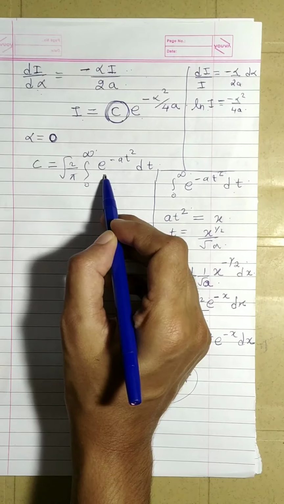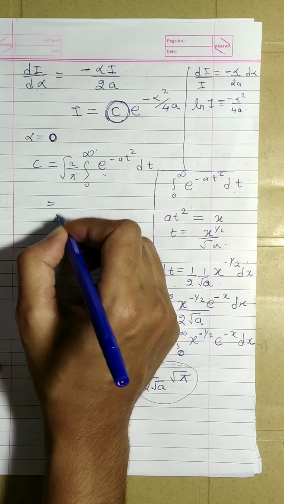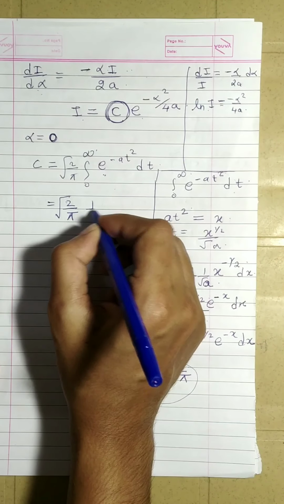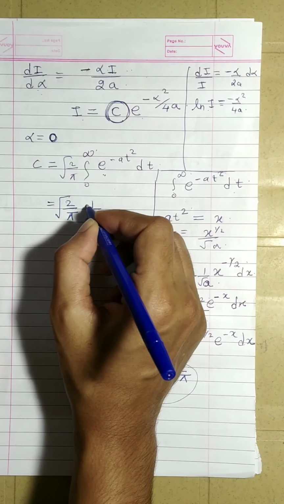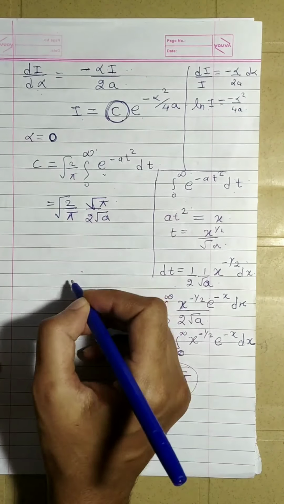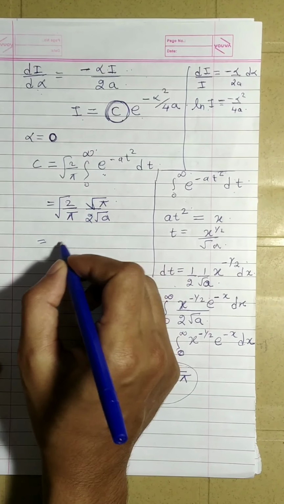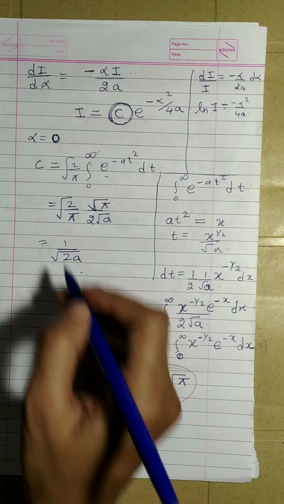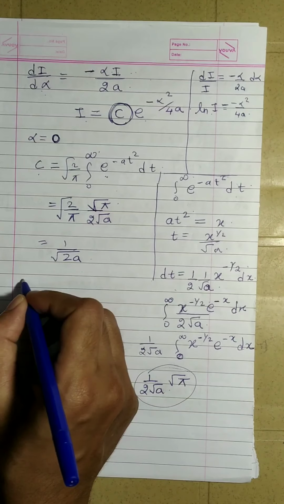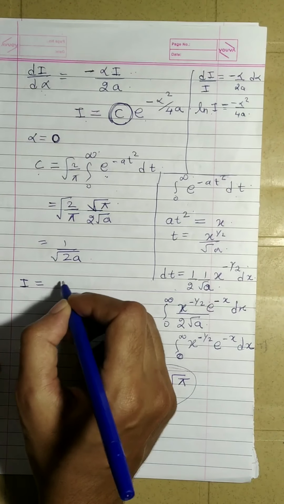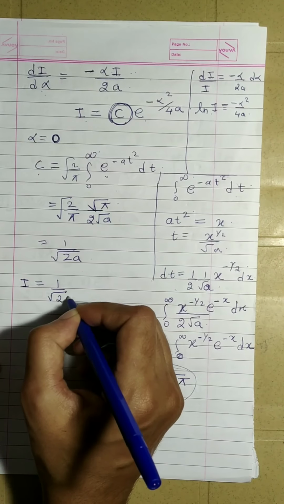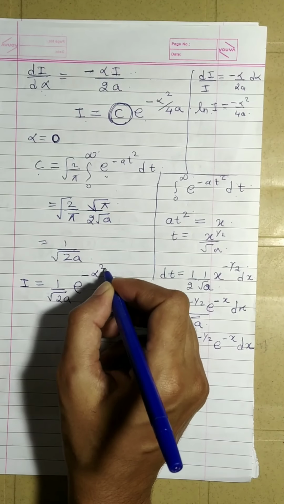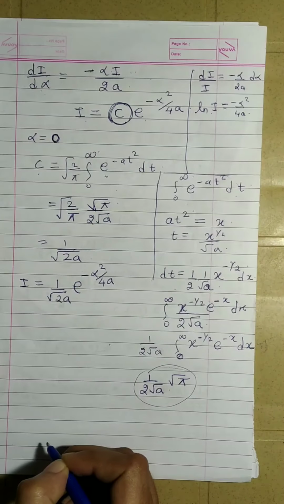So if we substitute it here, what we will get is root of 2 upon pi into 1 upon 2 root a into this root of pi. So 1 upon root of 2a is the value of c, and hence I is equal to 1 upon root of 2a into e raised to minus alpha square by 4a.